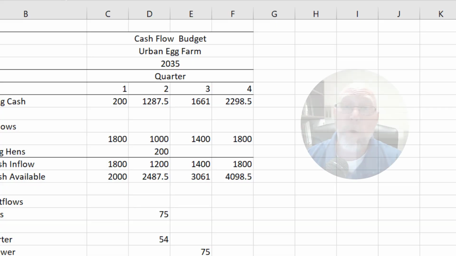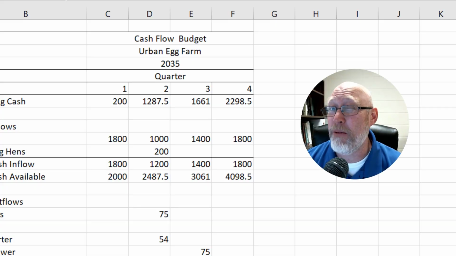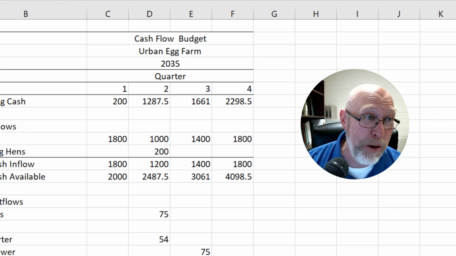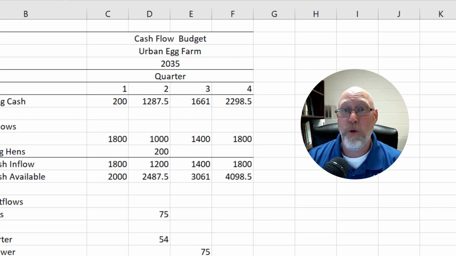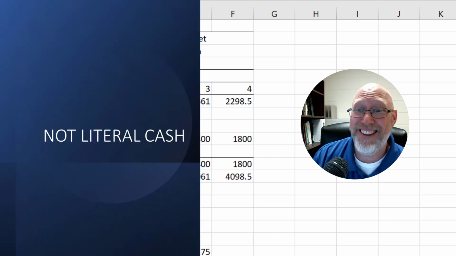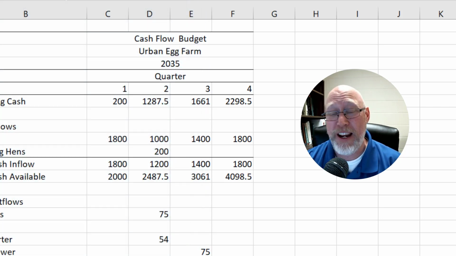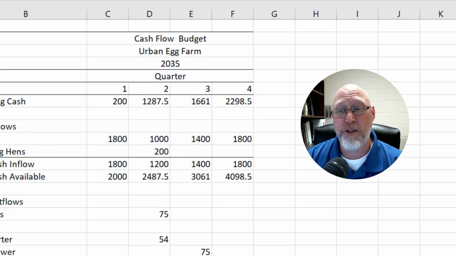We're not talking about literal cash. We're talking about the amount of money that's in your bank account. At the time I'm recording this, we don't live in a cashless society, but we're getting really close to it. Once upon a time, people cut checks. A check itself, the concept of a checkbook, is an anachronism. Now everything is moved electronically.